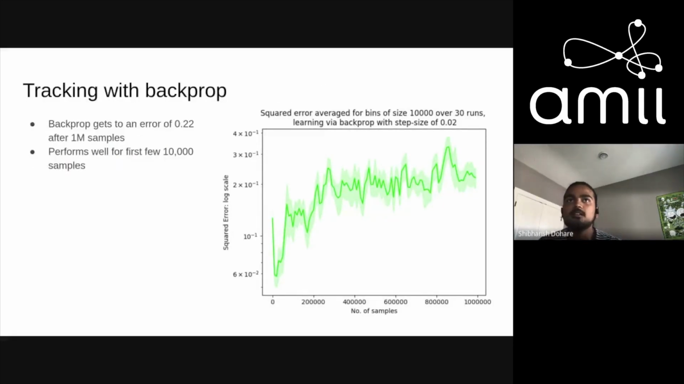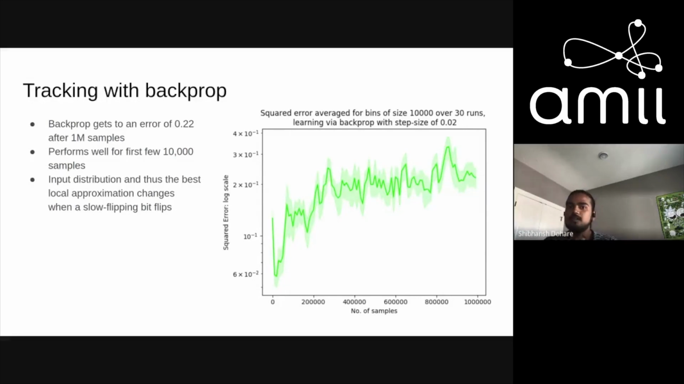So what seems to happen is that backprop does well for the first few thousand, 10,000 time steps, but it gets worse over time. And this is interesting. So let's try to think of what exactly is going on here. Every time one of the slow flipping bits flips, the input distribution changes, because the fast flipping bits are essentially just IID. So every time we change the slow flipping bit, the best local approximation that we are trying to get to changes. So at some point we have, let's say, converged to some point for the current distribution, and then the bit flips, and we now want to go to that next point.